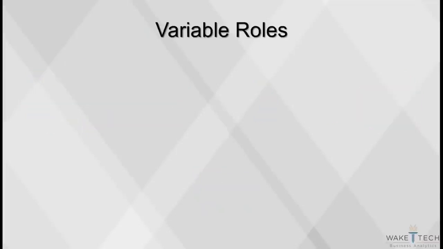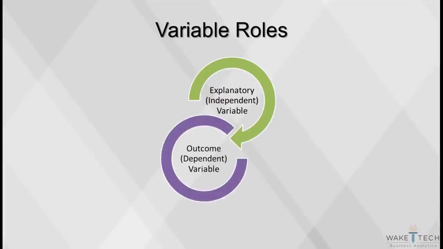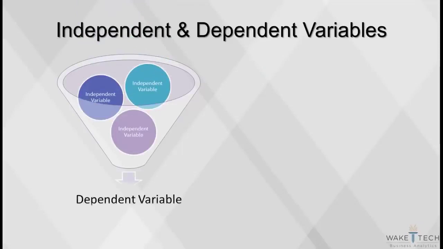Variables have two possible roles. The first is explanatory. Explanatory variables are also called features or independent variables. These are variables that are used as inputs to explain the variation in the outcome variable. The second role a variable can take on is outcome. An outcome variable is also known as a target or dependent variable. These are variables that measure the output or impact that's being studied. Most studies have many independent variables and one dependent variable.